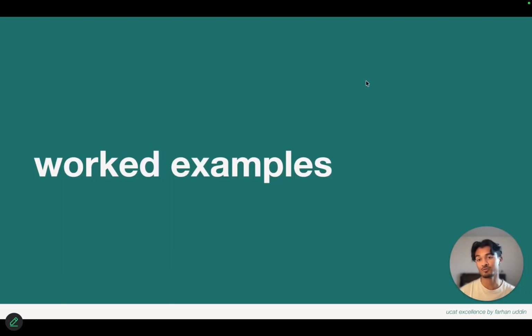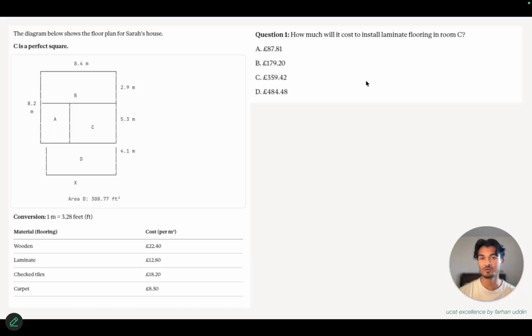Otherwise, let's go through some worked examples, starting off with this one. I want you to pause the video here and have a go. So hopefully you've had a go at this question. Now, the first thing we do is have a look at what's in front of us. The diagram below shows the floor plan, and we've got C is a perfect square. Important piece of information. We've got the floor plan in front of us, we've got a conversion here, and then we've got some material and costs.